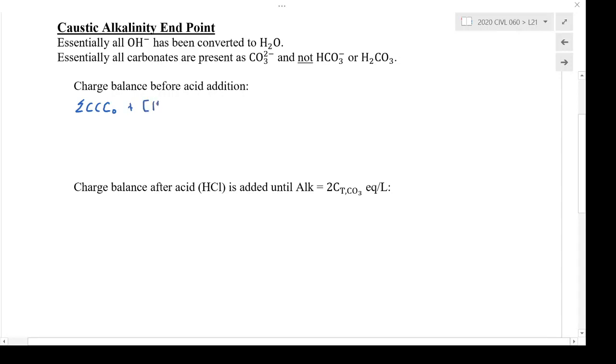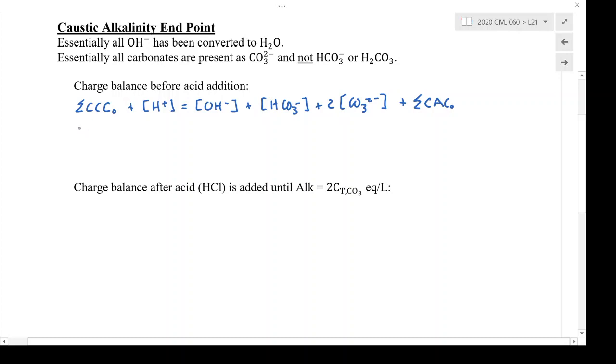And then I also have the hydrogen ion. On the negative side, I'll have hydroxide, also bicarbonate, carbonate, and the conservative anion charges. And again, I'm going to put a 0 subscript to represent that these are before the addition of acid.